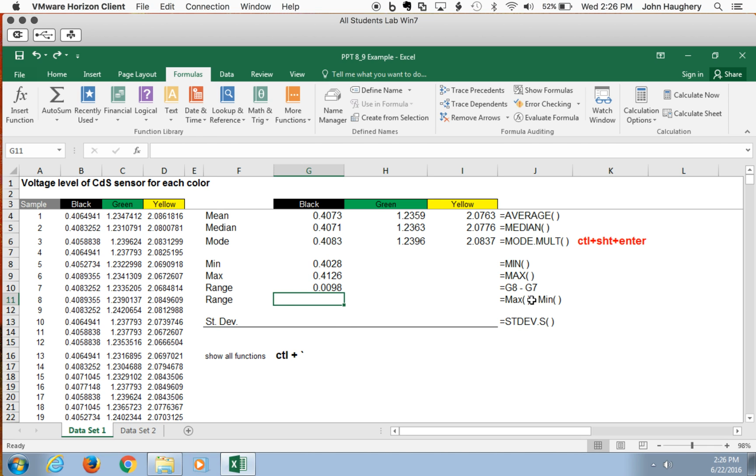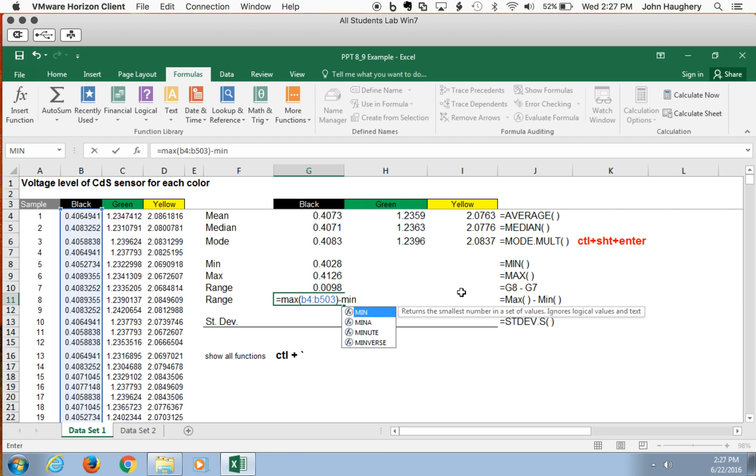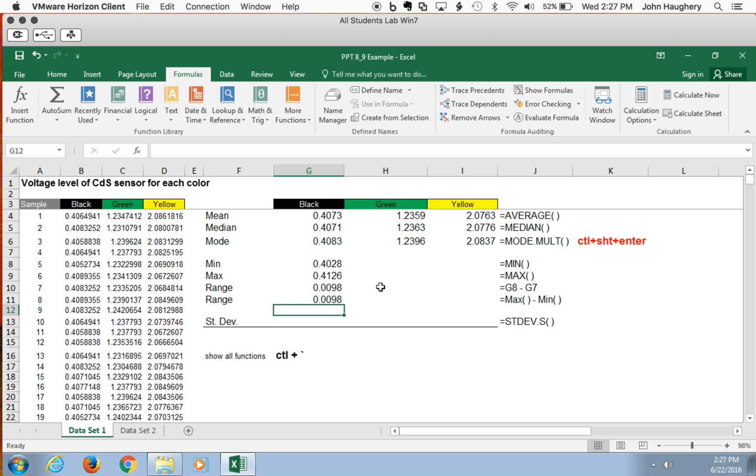Another way we can do this, if you look over here, we can actually put these functions together all at the same time. So we can actually say equals max B4 colon B503 minus min. And so we can build this equation on the fly, all together, and calculate that all in one line or in one cell. And at this point, that's a preference for you. But understand that we can combine functions together to calculate different values. And so we've calculated our range.